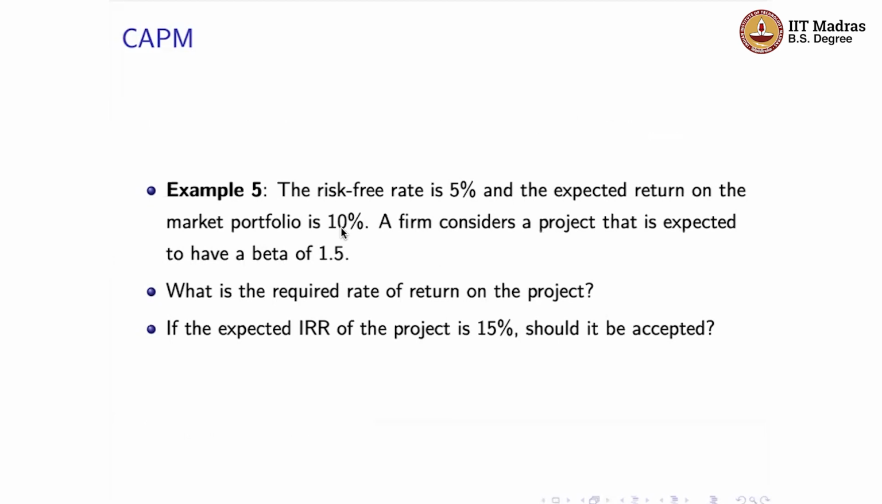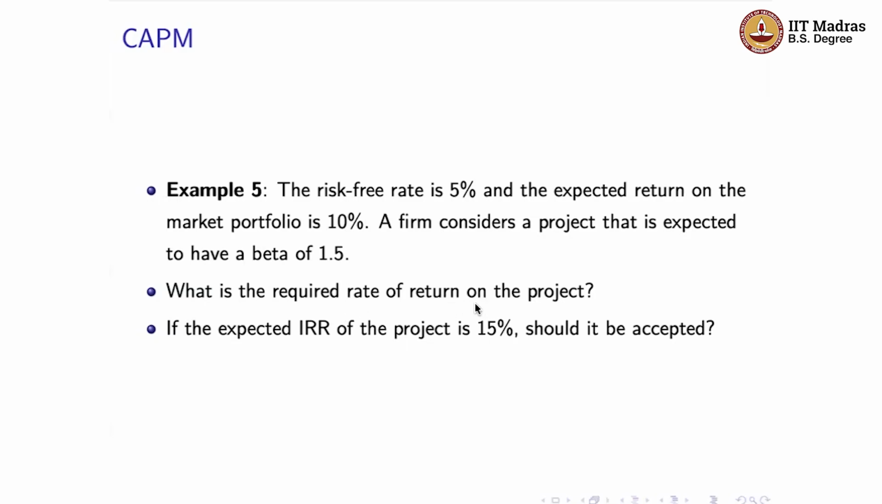Suppose that the risk-free rate is 5% and the expected return on the market portfolio is 10%. A firm is considering a project that is expected to have a beta of 1.5. So what's the required rate of return on the project? And the second part is, if the expected IRR of the project is 15%, should it be accepted?